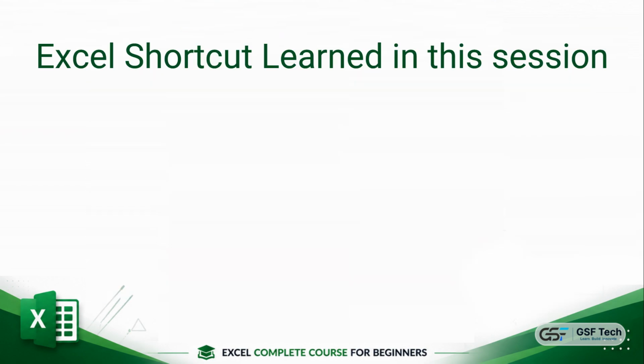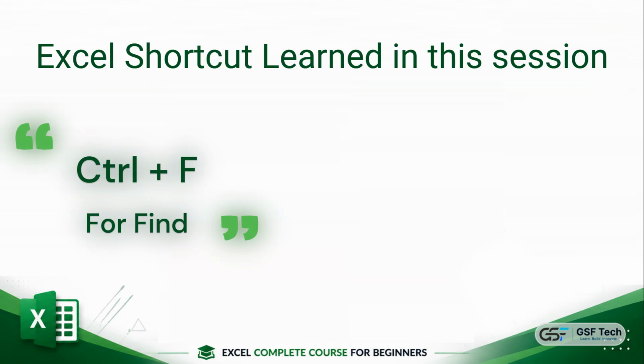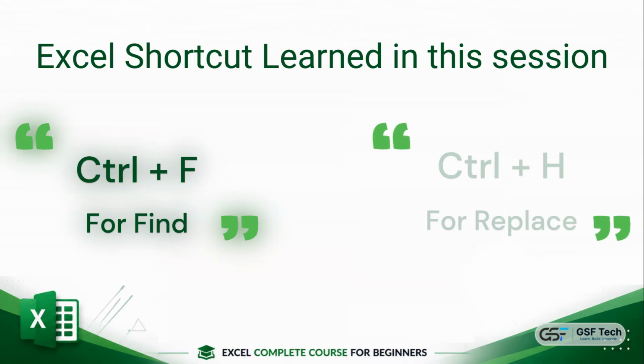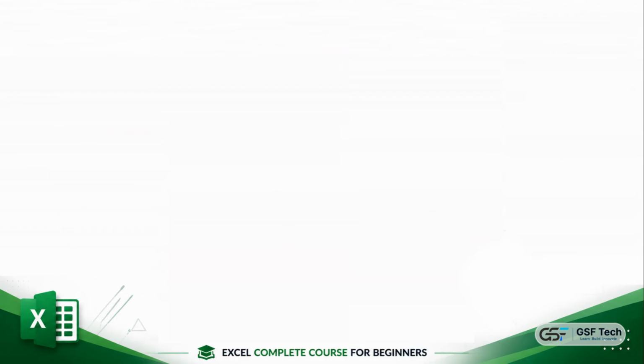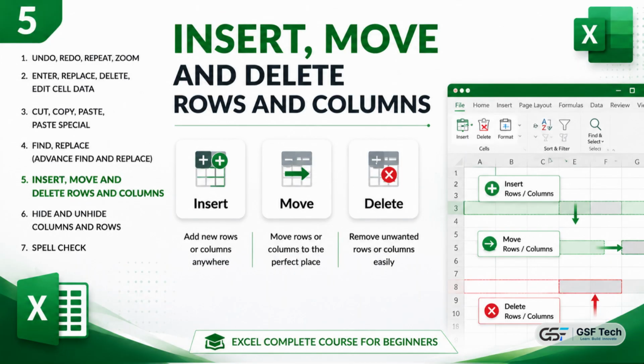Now we have two powerful shortcuts in Excel. Ctrl+F and Ctrl+H. Ctrl+F is used for Find. Ctrl+H is used for Replace. And further moving to our next topic. What if your worksheet suddenly needs extra space for new information? Now let's learn how to add and organize rows and columns without disrupting your data.